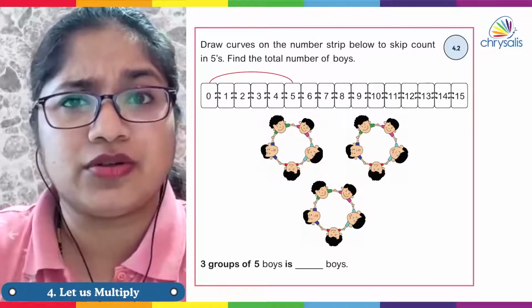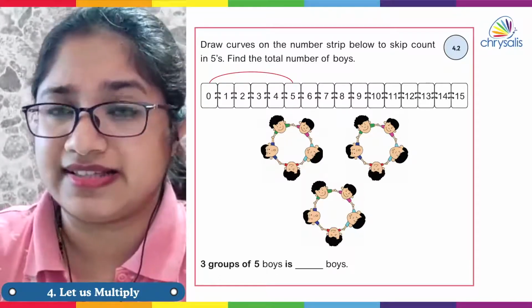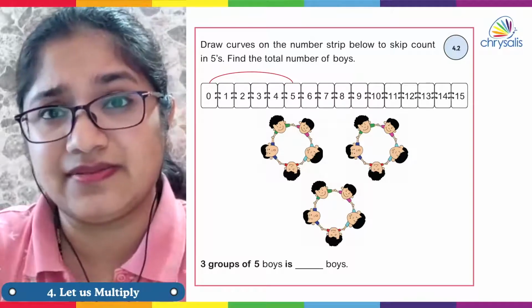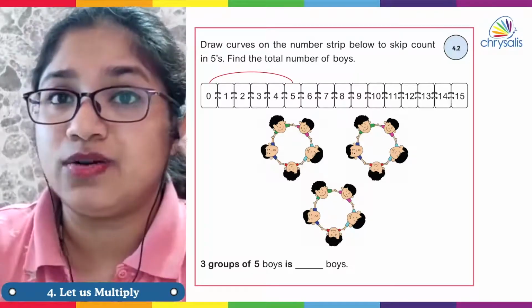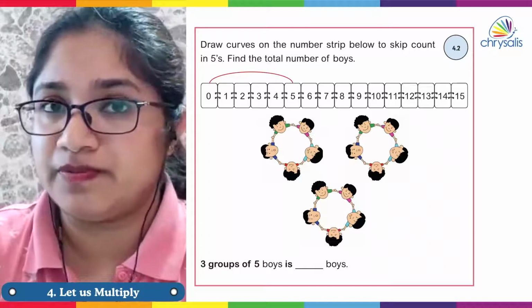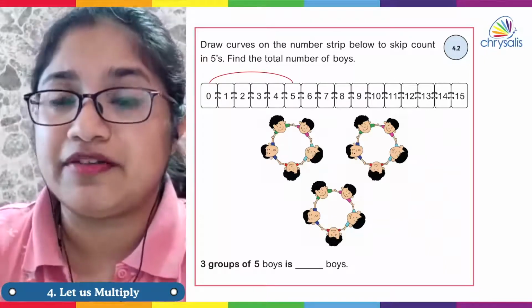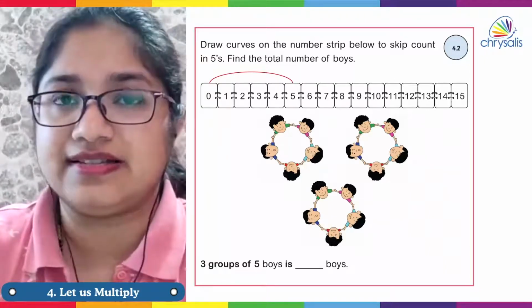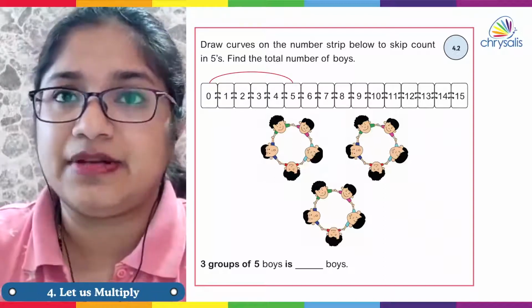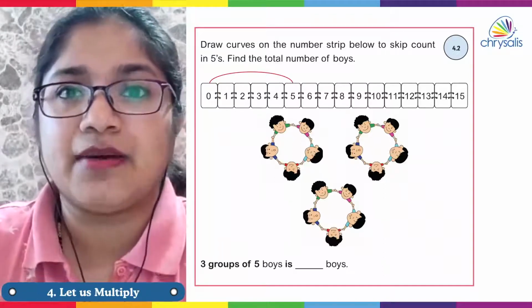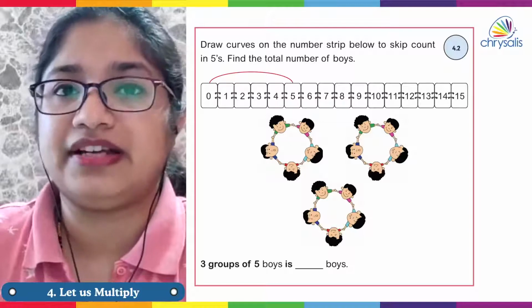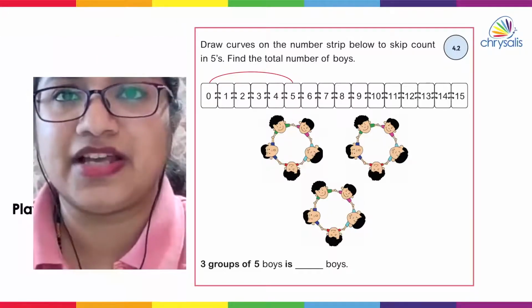Recall how we found the total number of marbles and roses in the examples and write the answer. There are 3 groups of 5 boys in each group. So, skip count by 5 3 times to find the answer. You can take 10 minutes to complete this activity. Press pause to complete the activity and press play once done.